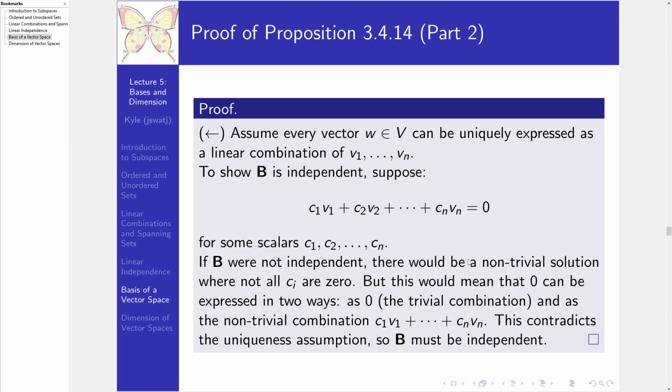And then for the reverse direction, if we suppose we can write any vector uniquely, we want to show that B is independent. So we suppose that this is equivalent for some scalars. If B were not independent, that means there was a non-trivial way to get 0. This would mean that 0 could be represented in two different ways, both as a trivial and non-trivial combination. But this is impossible because 0 can only be represented in one way.